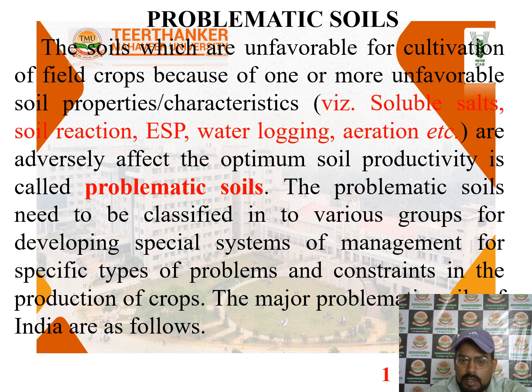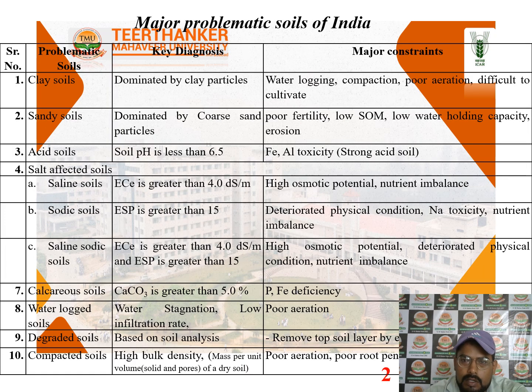As soils develop, especially under management, a specific type of problem becomes constant. That means in any problematic soil, the specific constraints are nutrient deficiency and toxicity developed in that specific type of soil. So the major problematic soils in India are shown in this chart.